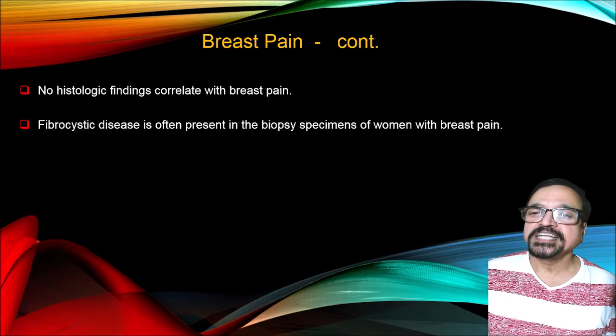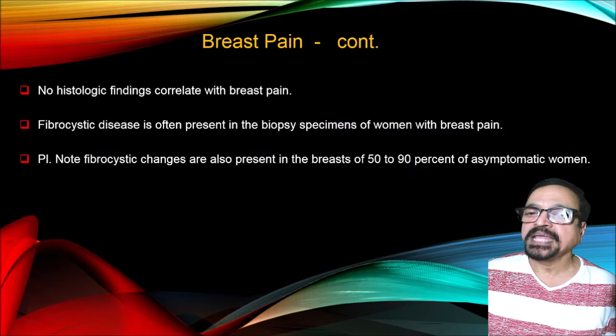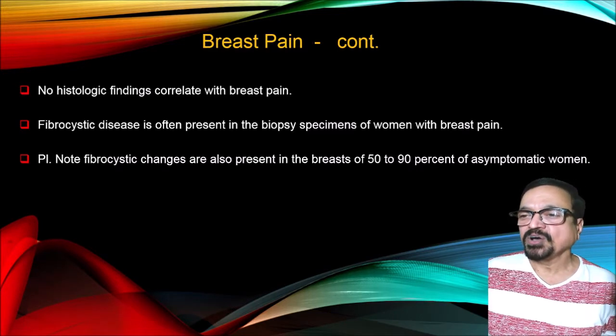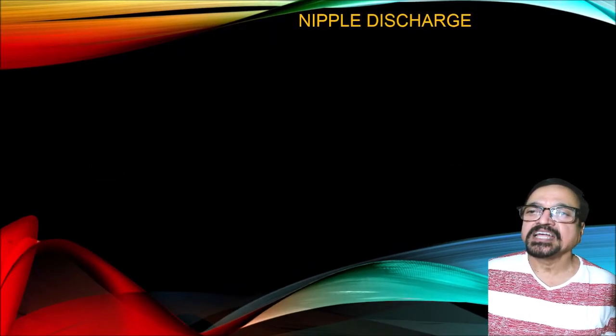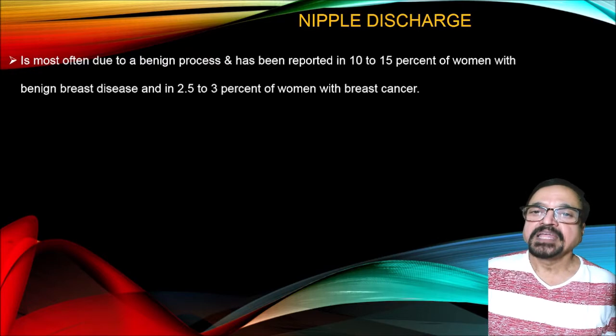The fibrocystic disease is often present in a biopsy specimen of a woman with breast pain. However, please note, fibrocystic changes are also present in the breast of 50 to 90% of asymptomatic patients. So not a single finding is conclusive or diagnostic. It is just a correlation, and associated symptoms and age of the patient are also equally important.